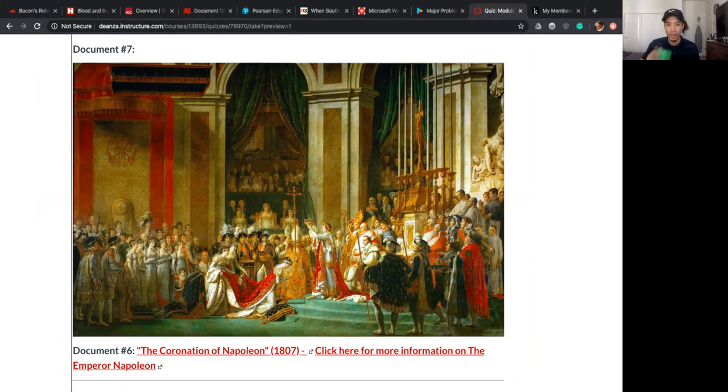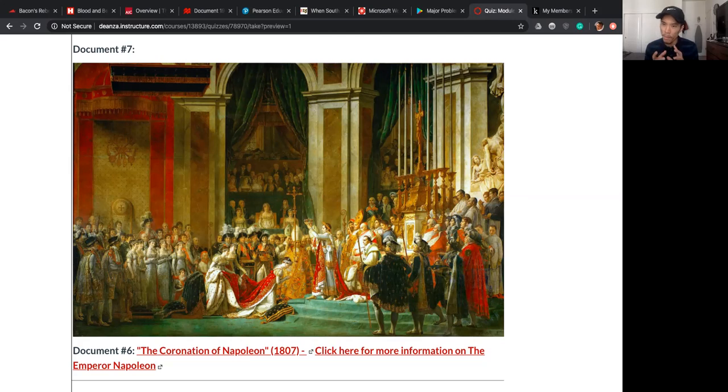And here's where we get to document number 7. So the question becomes: if these revolutions in the late 18th century were really about the fulfillment of the Enlightenment, and if the Enlightenment is about the freedom of man, liberty and equality, then how do you explain the French Revolution ending with basically the dictatorship of Napoleon?